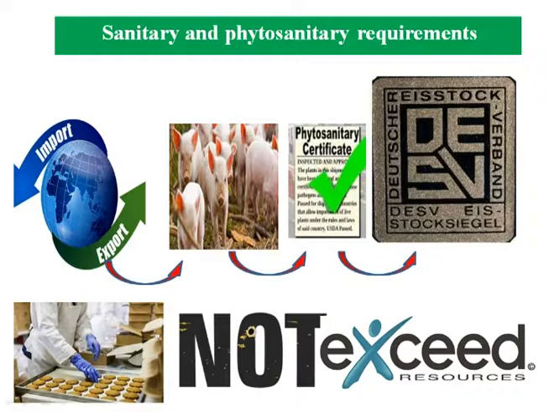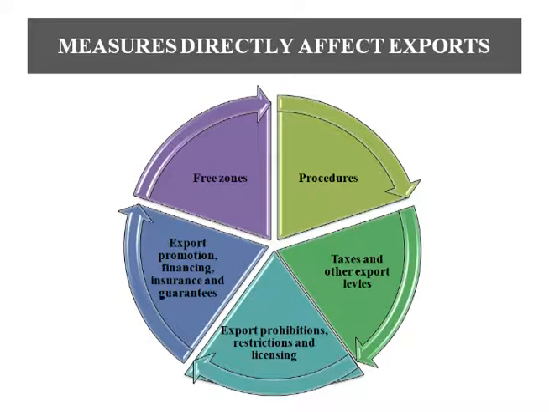In accordance with the legislation on consumer protection, if there is a known risk, an order may prohibit the manufacture or marketing of food products for a period not exceeding 1 year. Second measure is measures directly affecting exports. Procedures, taxes and other export levies, export prohibitions, restrictions and licensing, export promotion, financing, insurance and guarantees, and the free zones are the measures that directly affect exports.